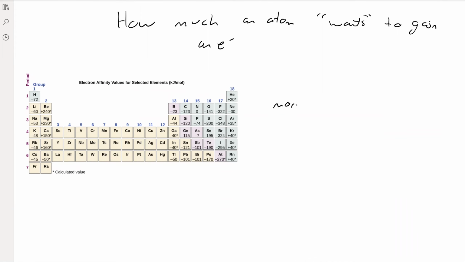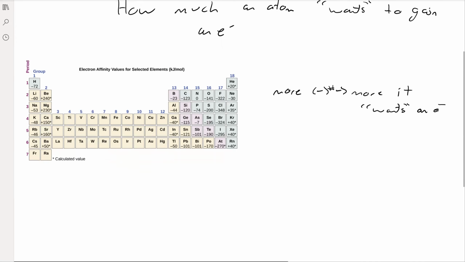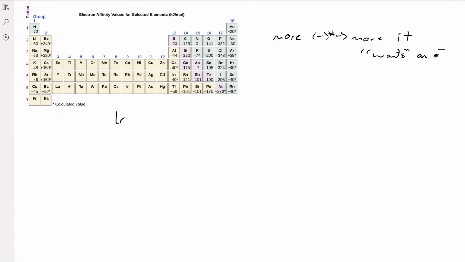The more negative the number, that means it releases energy, and so that's more favorable. So a more negative number means it kind of wants an electron. As you can see in these trends, there's lots of weirdness.